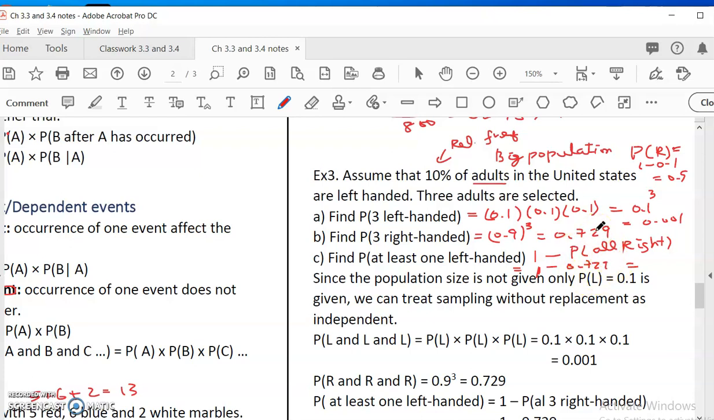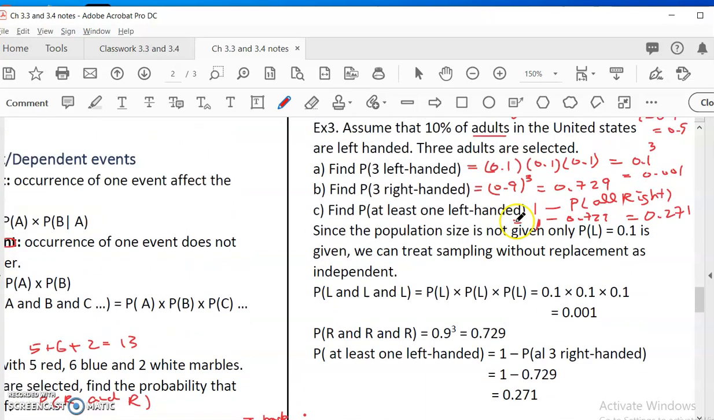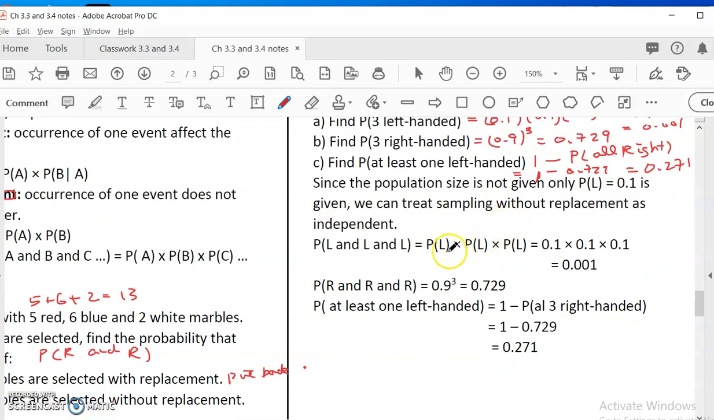So I didn't finish this example in the last one. When I do 1 minus 0.729, the probability is 0.271. Okay. So the main reason why we can do that, the steps are here, is that they didn't give us the population size. They only give us a relative frequency for left-handed. So all 3 left-handed can be written as first left hand, second left hand, third also left hand, as 0.1 each, because the probability doesn't change.